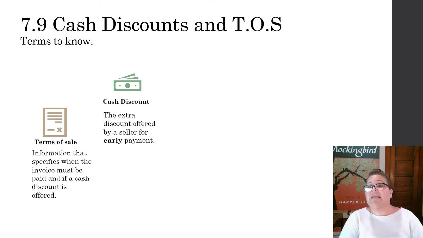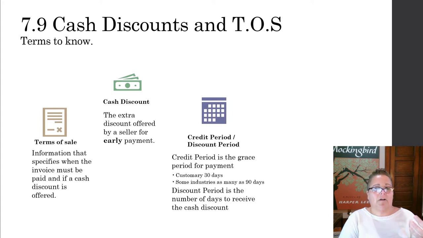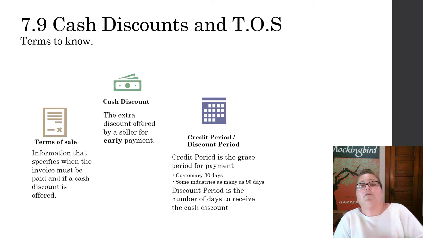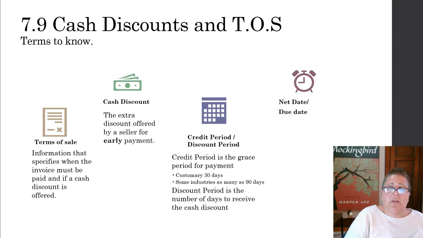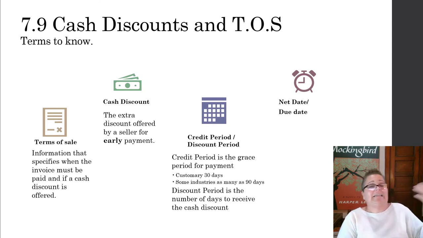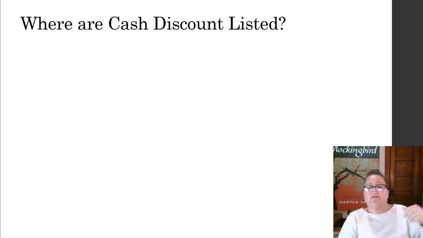You need to know what a cash discount is, that it's the extra discount offered if a seller is paid early. You need to know what a credit period and a discount period are, that the credit period is the grace period for payment, and a discount period is a special amount of time within the credit period where you get offered the cash discount previously mentioned for paying early. You need to understand the net date is the due date, that this is the last day of any credit period, and that payment after it will incur a penalty.